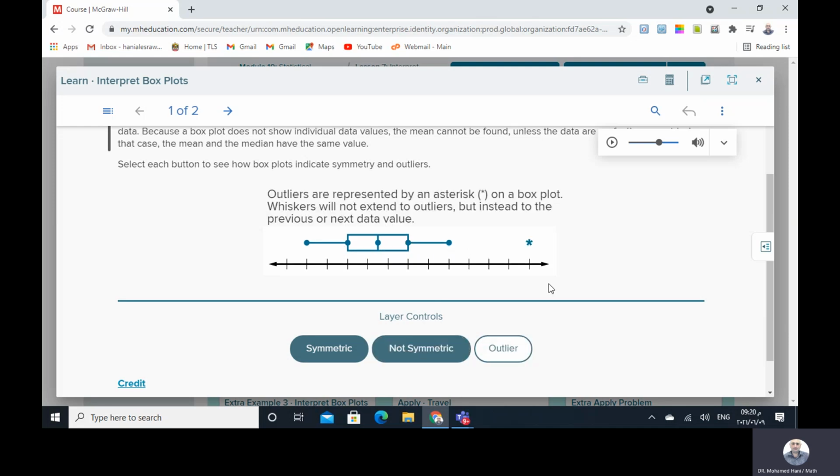And the outliers: if we have a value far out, outliers are represented by an asterisk. This is the asterisk symbol on a box plot. The whisker will not extend to outliers, but instead to the previous or next data values.